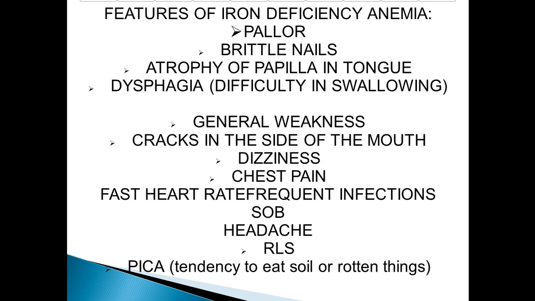So features of iron deficiency anemia: first of all, pallor, that is yellowishness; brittle nails, nails become fragile and easy to break; atrophy of papilla in the tongue; dysphagia, difficulty in swallowing; general weakness; cracks in the side of the mouth; dizziness; chest pain; fast heart rate; frequent infections; shortness of breath; headache; and restless leg syndrome. And then pica, that is a tendency to eat soil or rotten things. So these are the features of iron deficiency anemia.